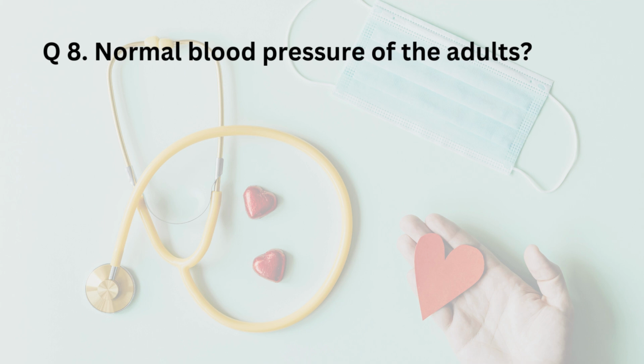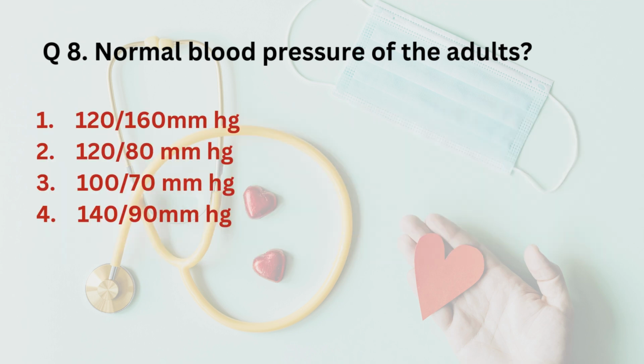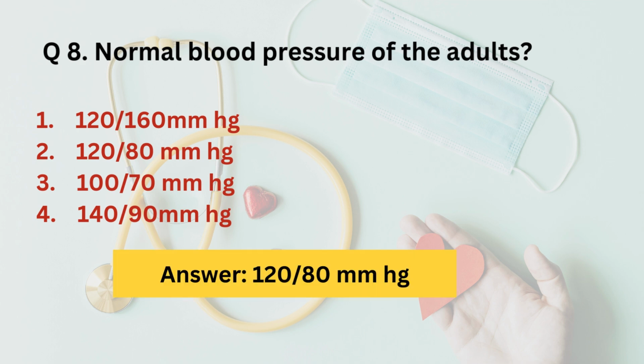Next question is normal blood pressure of the adults. Yes, this is the very basic question. Normal blood pressure of the adults? Options are 120 by 160 mm of Hg, 120 by 80 mm of Hg, 100 by 70 mm of Hg, 140 by 90 mm of Hg. Here the correct answer is option number 2, that is 120 by 80 mm of Hg. If it is more than 130 by 90 mm of Hg consistently, or if it is below 100 by 70 mm of Hg consistently, that is called as... Comment me the answer in comment box.